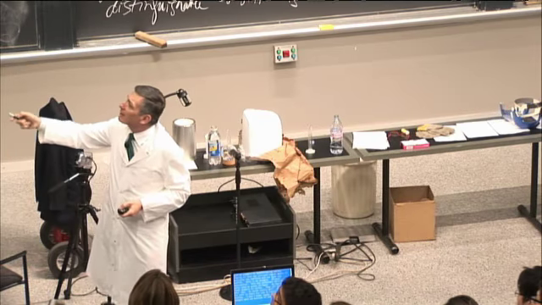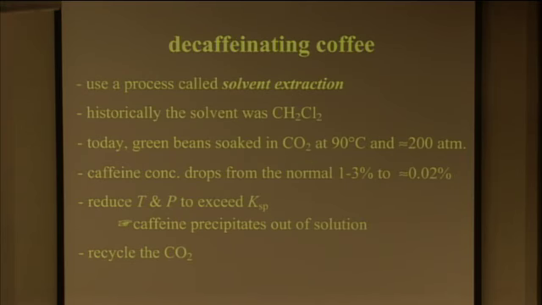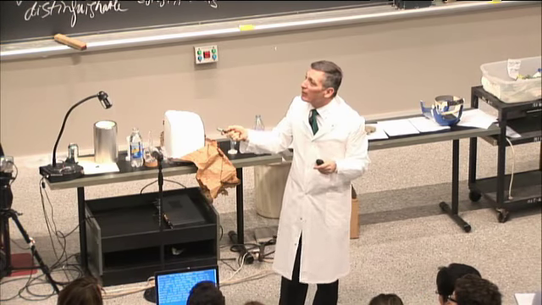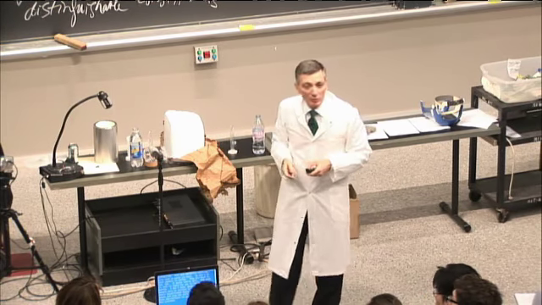But anyway, so you take the green beans in carbon dioxide as supercritical and drop the caffeine level, and then you play with temperature and pressure to go over the KSP. The caffeine salts out, and then you recycle the CO2.